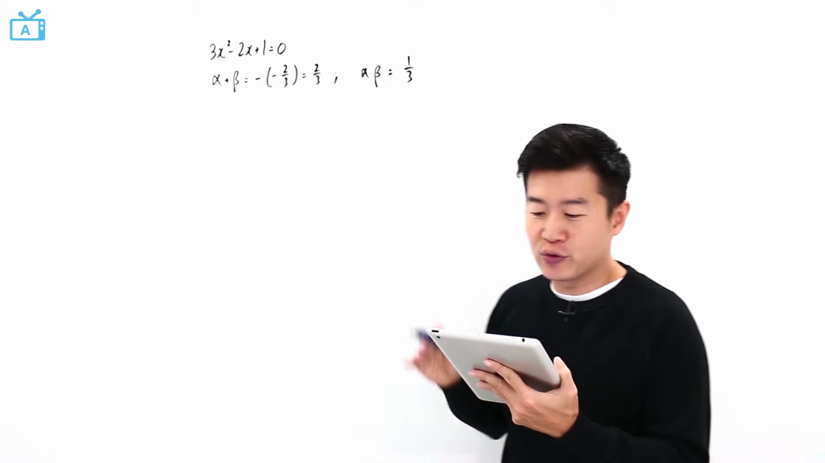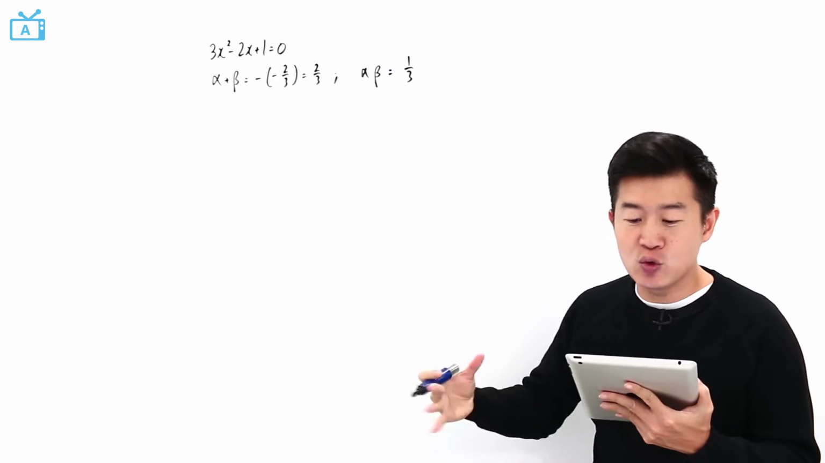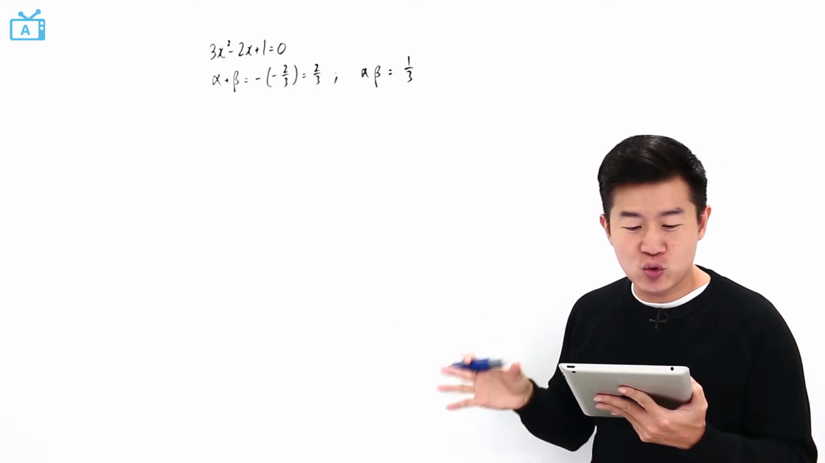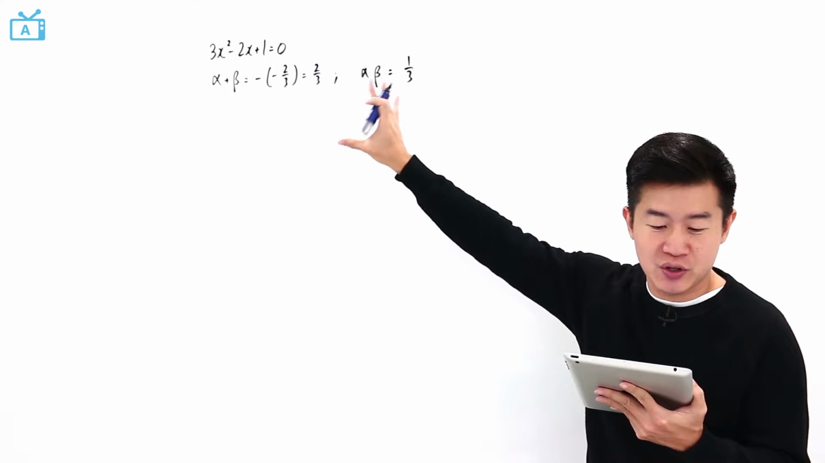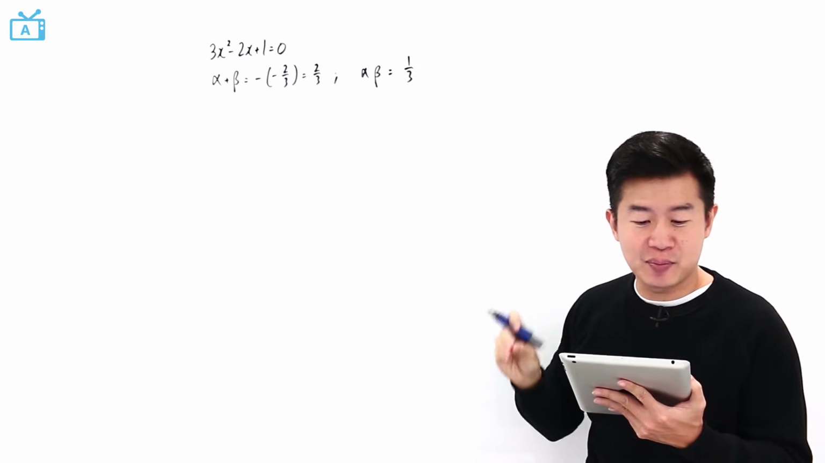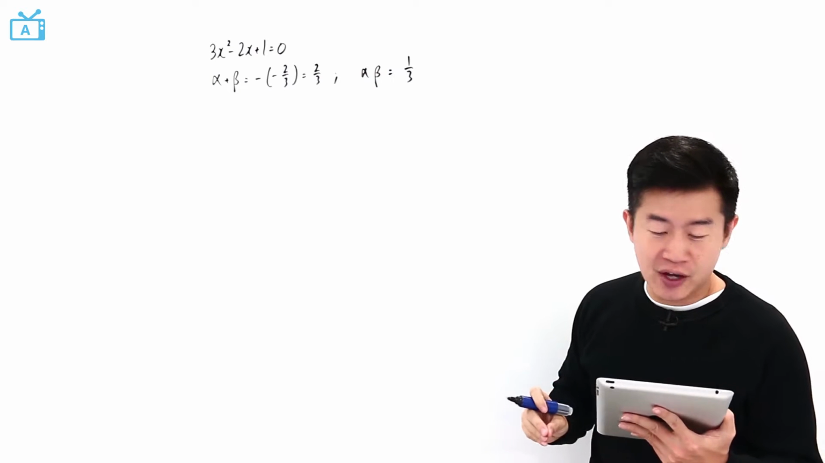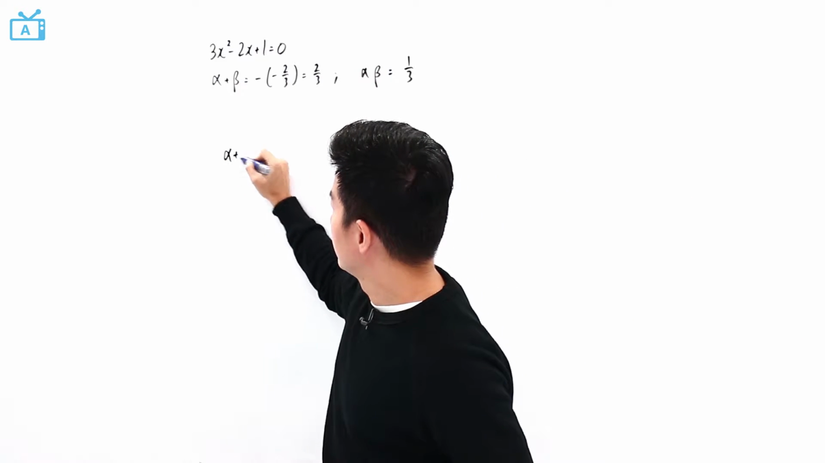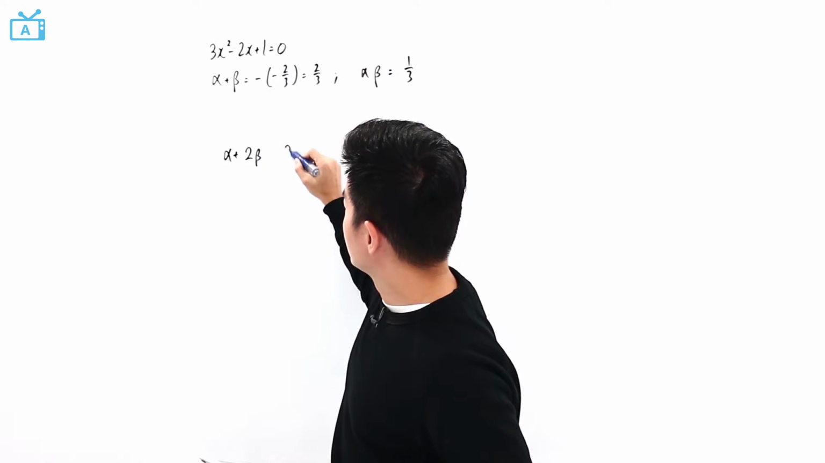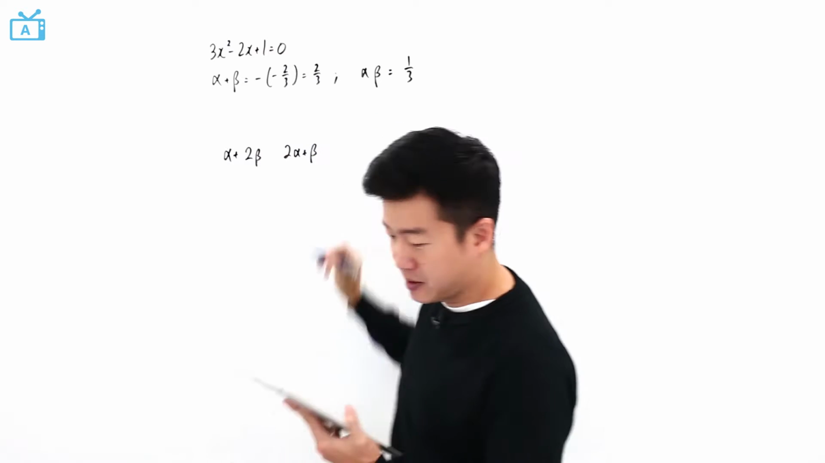With this, I'm going to try to form the equation of the new quadratic equation, which has two other roots which are related to the roots of this. The two other roots are alpha plus 2 beta and 2 alpha plus beta.